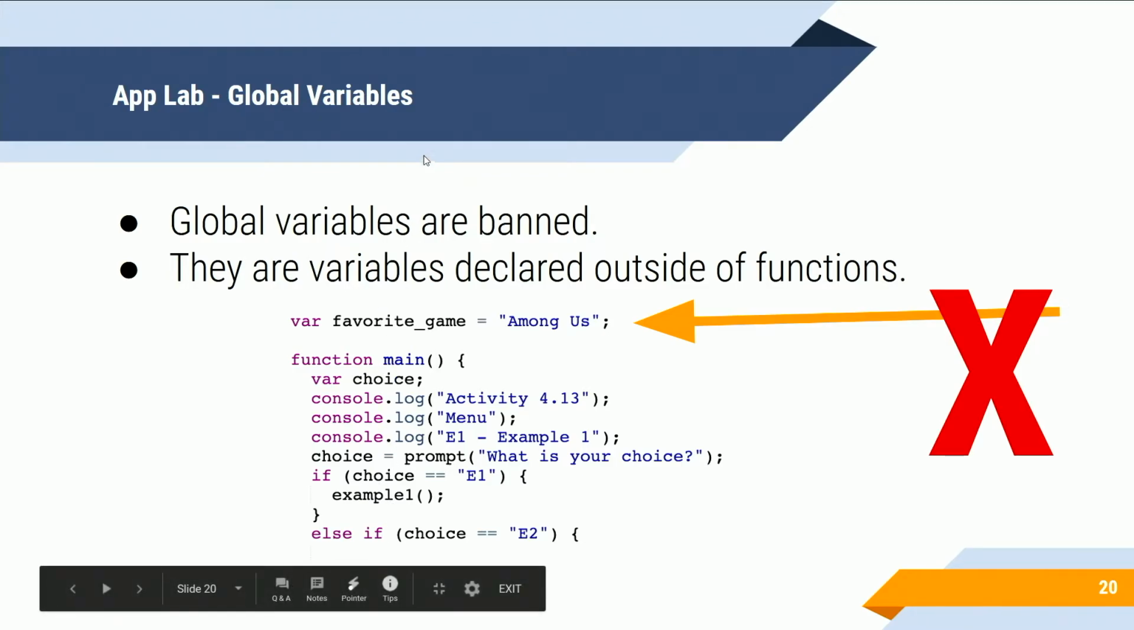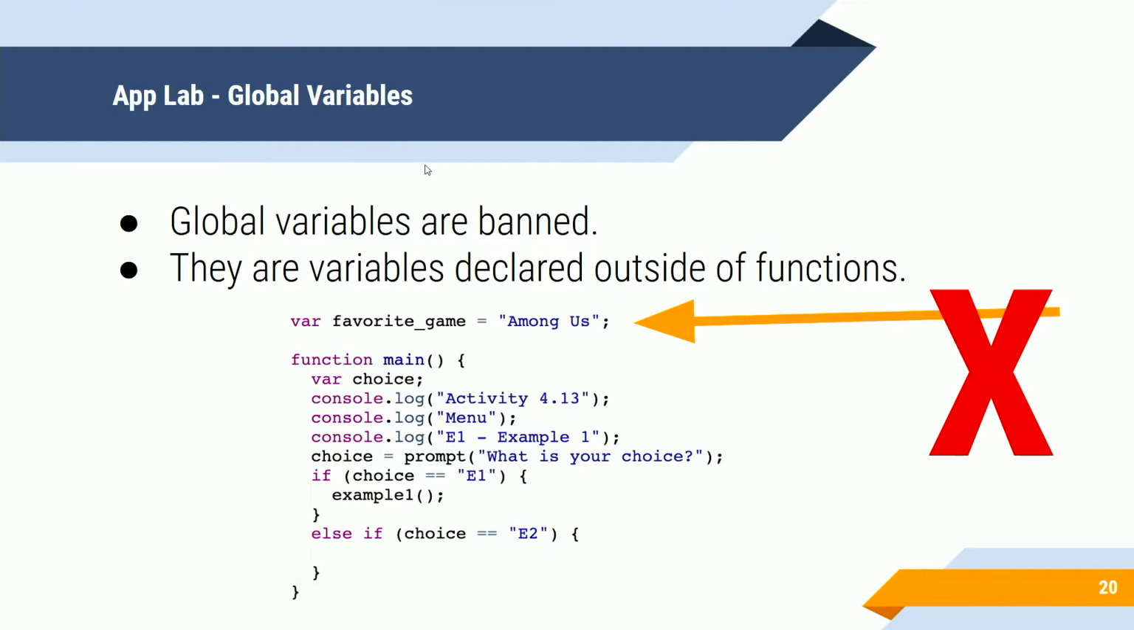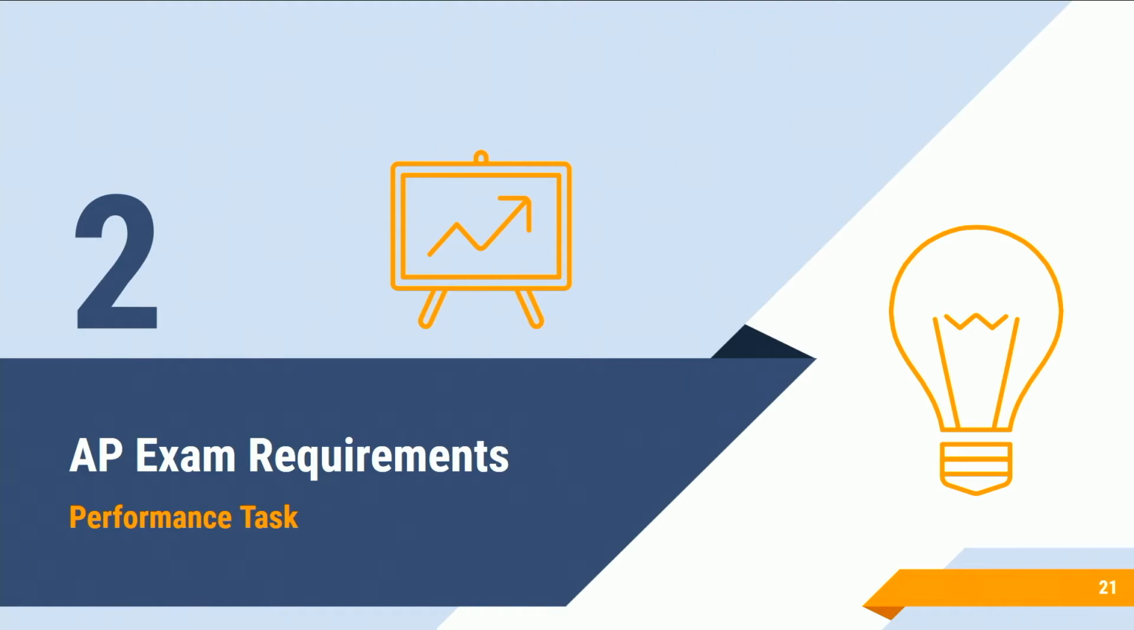And in addition, you're not allowed to use global variables. These are variables declared outside of functions. And again, that's because inside of the AP exam, you have to pass in information via parameters, which we'll get to later in this course here.